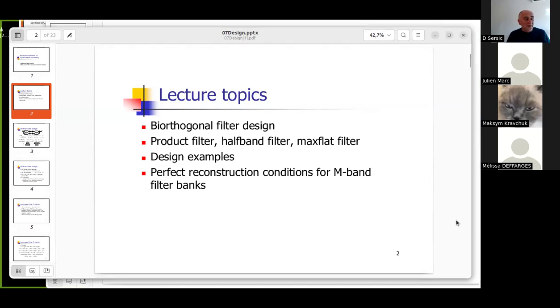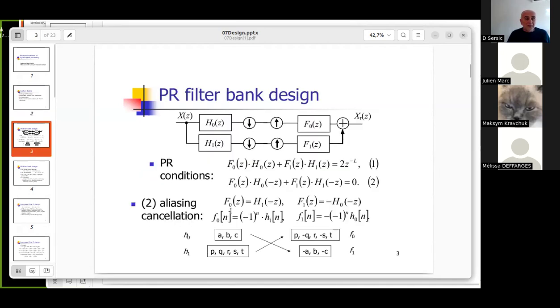Today, we still talk about the design of perfect reconstruction filter bank. Our final goal is to talk about wavelet filter banks, but we will come to that topic a little bit later. So we are still on the way, and actually we are talking about a filter bank which consists of 4 filters.